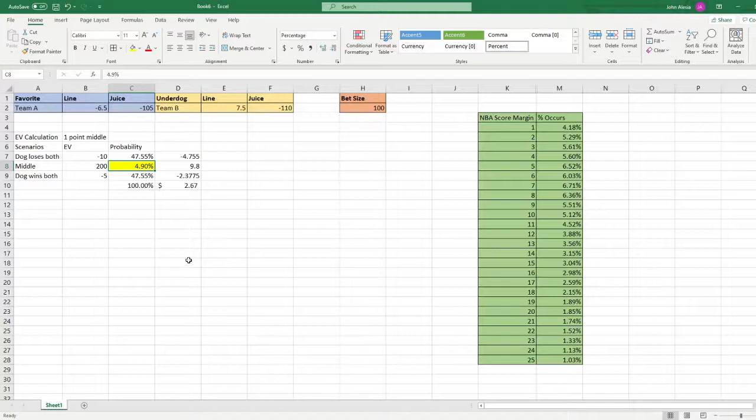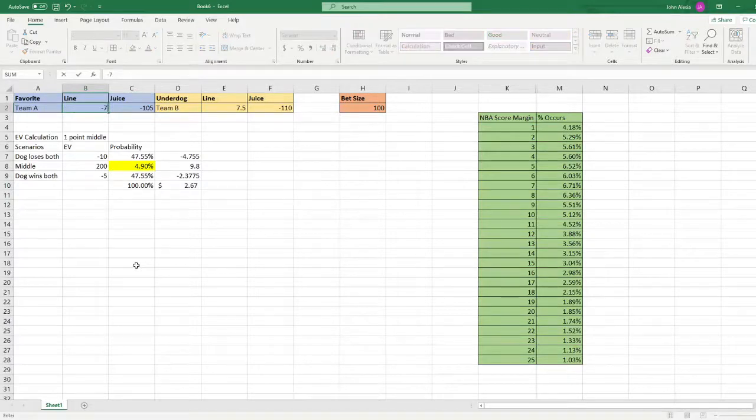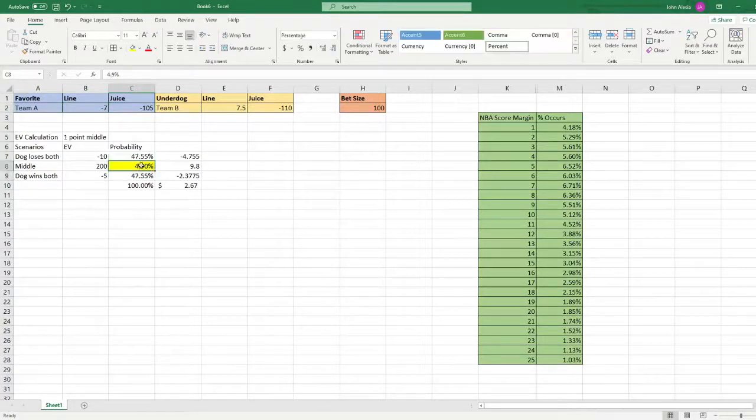to find a really good price on a middle. Now, how would you work this if you had, let's say, this game was minus 7 and plus 7.5? Let's say you had minus 7, minus 105. Well, what would happen here is if the game lands on 7, these statistics or these probabilities will not change in this situation.